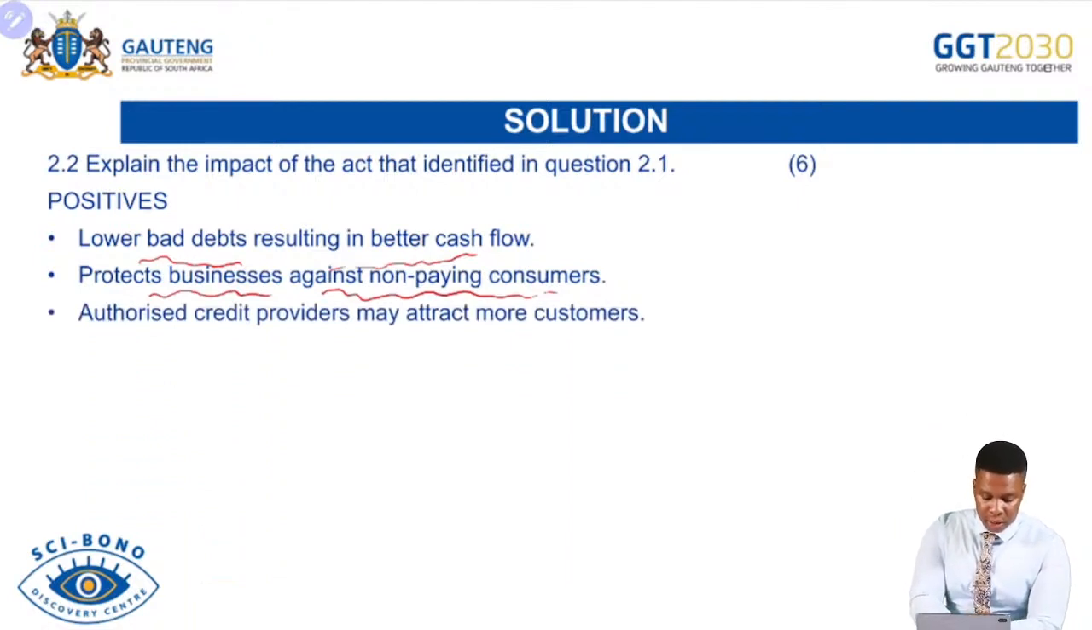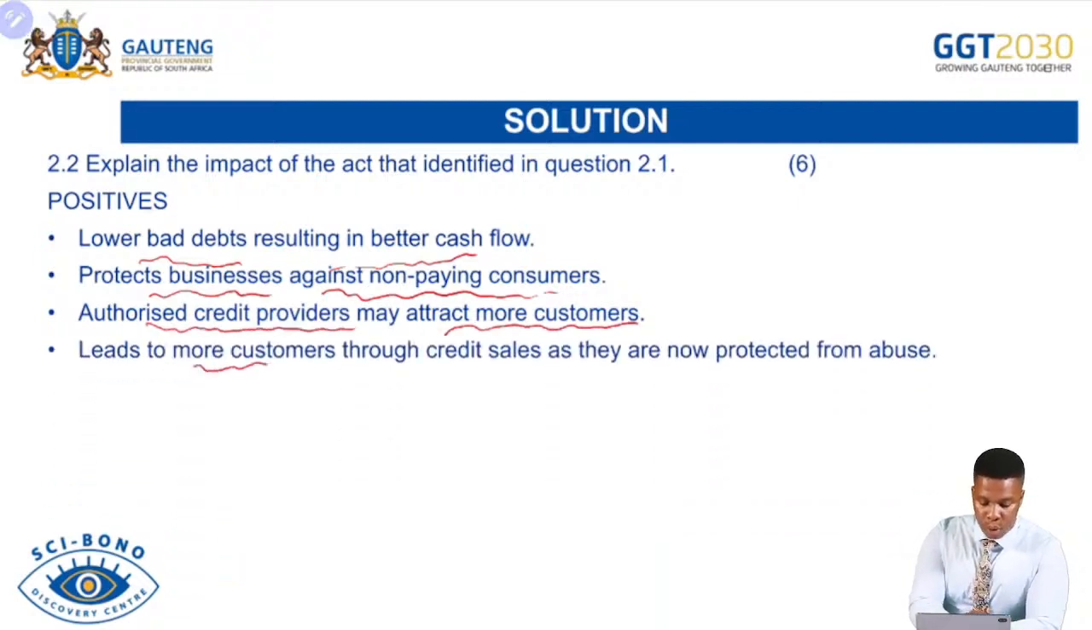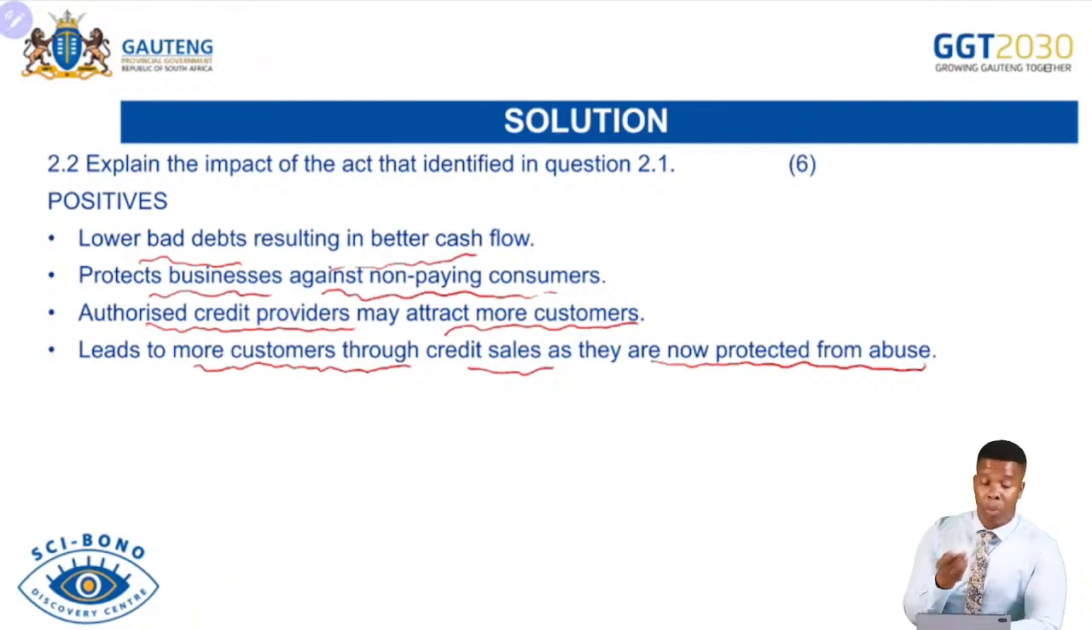And then another advantage is that authorized credit providers may attract more consumers, as it was explained by Mem, and then it leads to more customers through credit sales as they now are protected from abuse. So businesses would have more customers because consumers who cannot buy on cash, they can buy on credit.